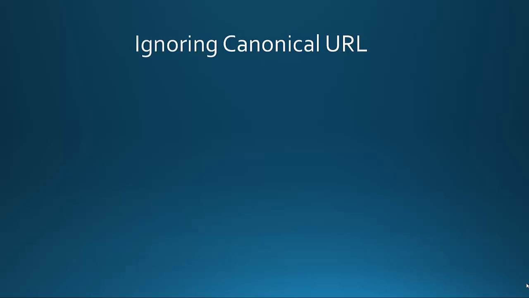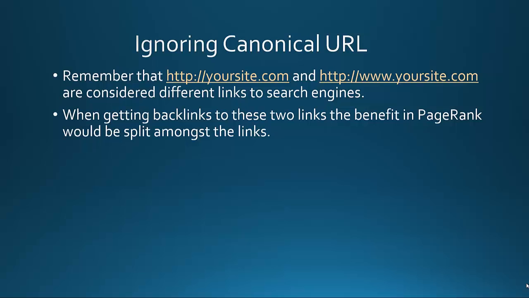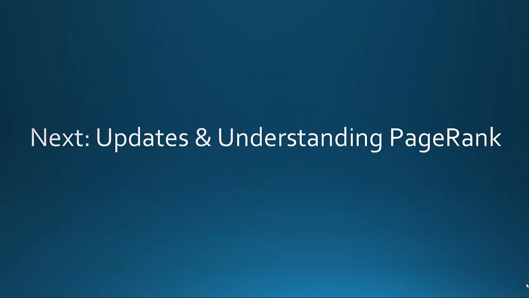The final thing is ignoring canonical URLs. Remember that yoursite.com and www.yoursite.com are considered different links to the search engines. When getting backlinks to these two links, the benefit and PageRank would actually be split amongst them. So if you're doing link building correctly and getting quality links to your site, you do want to be careful as far as making sure it's consistent. Be consistent with the link you choose, especially when you're doing your promoting. If you're going to be running maybe posters around your town, business cards, doing YouTube videos, keep them all with www.yourdomain or keep them all just yourdomain.com. Be consistent with how you do it.